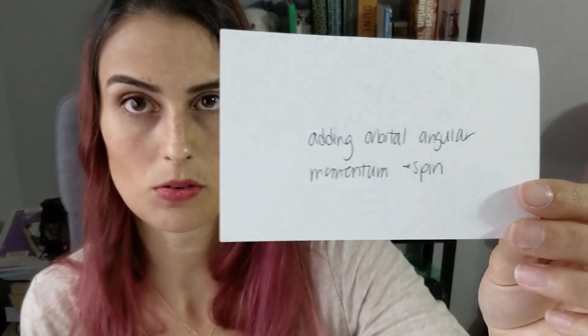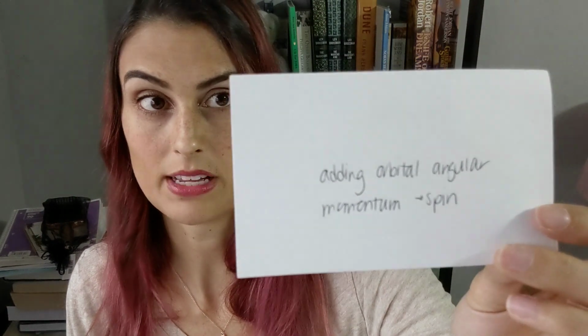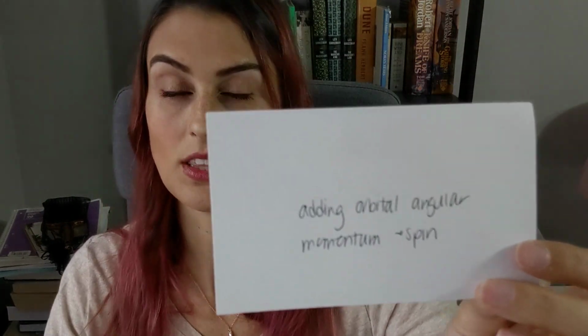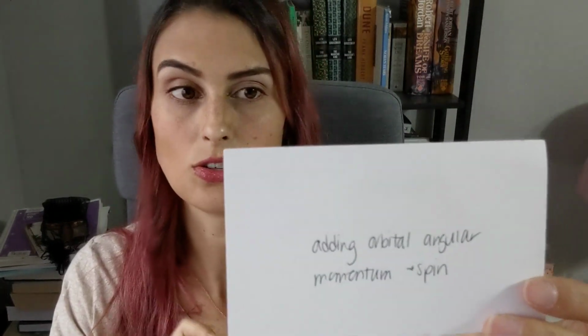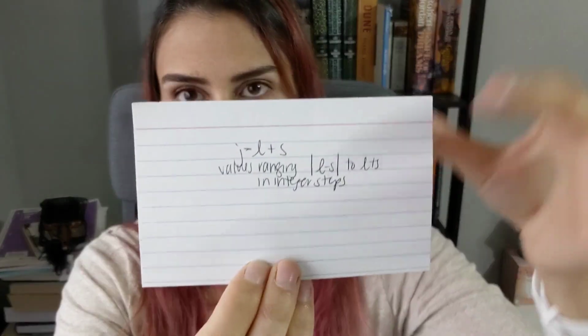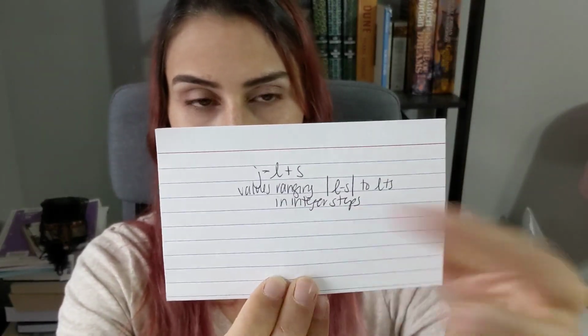Adding orbital angular momentum and spin. So then you get J equals L plus S, and the values range between the absolute value of L minus S to L plus S in integer steps. So the minimum, maximum, and then all the integers in between.